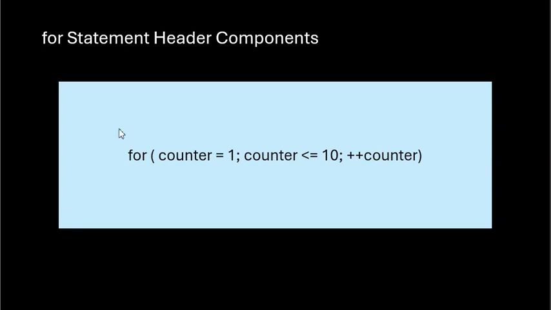This is the basic structure of for statement. First we initialize, then the condition, then the increment or decrement.